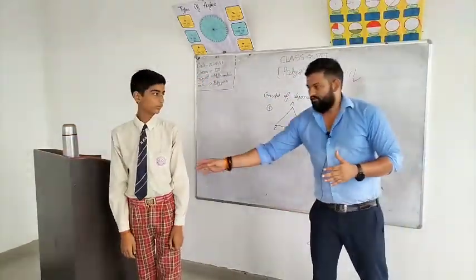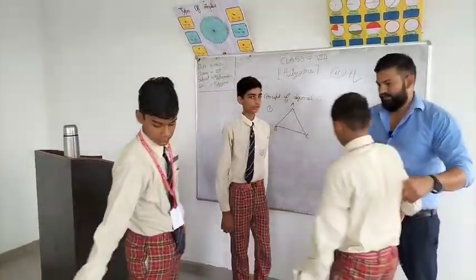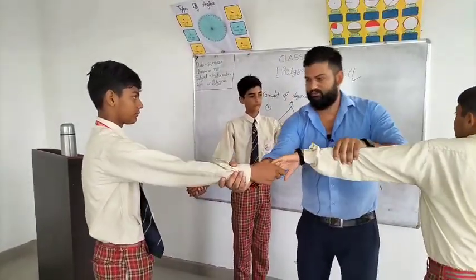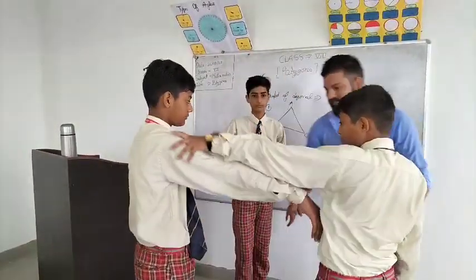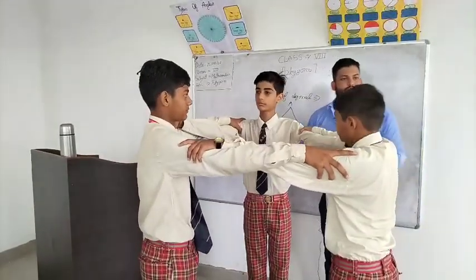Okay, now there are 3 students. Now join your hands. No, this way, join your hands. Okay, so you can say this is the type of triangle.